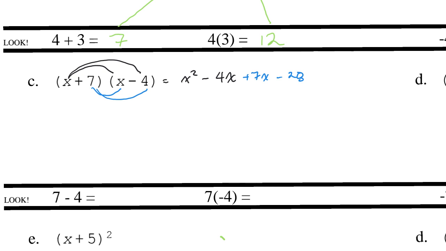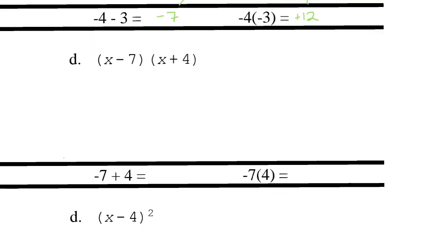So now we add all our terms together. X squared. And then we just go minus 4 plus 7, and that will give us positive 3x. And then we have minus 28 left over. And you'll notice that 7 minus 4 gives us 3. Isn't that what our middle term is? And we have 7 times negative 4 gives us negative 28.